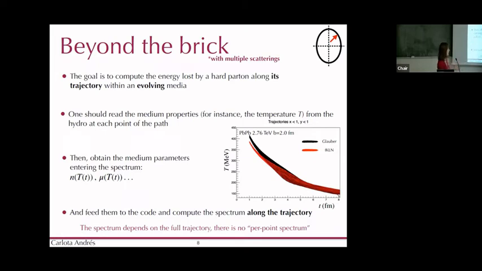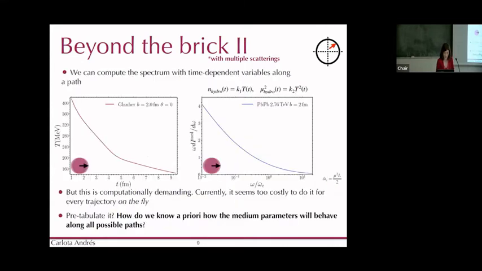And then what we will have to do is go to our BDMPS formula and our method to solve this BDMPS formula and allow the properties of the medium, like the density of scattering centers or the Debye mass, to vary along this trajectory. And with this, we can feed that to the code and compute the spectrum along the trajectory. But the important thing here is that the spectrum is along the trajectory. There is no spectrum per point, so you need to do this along the trajectory. And actually, that's something we can do, and that's something that I did here.